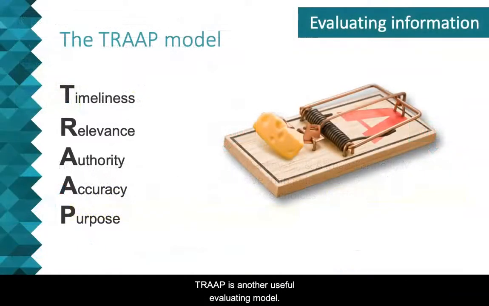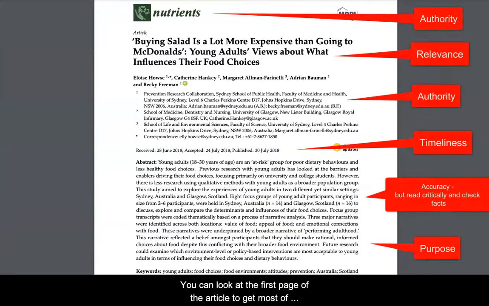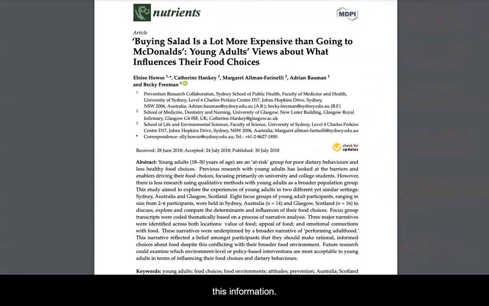TRAP is another useful evaluating model. It checks timeliness, relevance, authority, accuracy, and purpose. If your article is up to date, on topic, by expert authors, has correct and verifiable information, and is a primary research article, it will pass the TRAP test. You can look at the first page of the article to get most of this information.